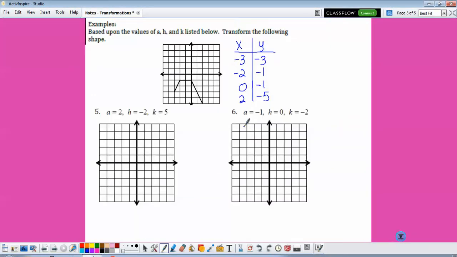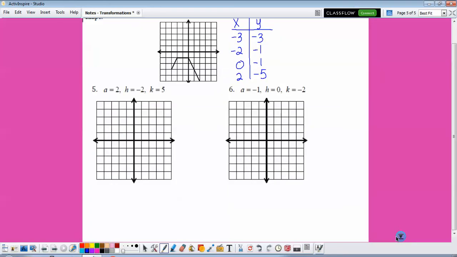For our last two problems, we're going to put it all together. So, what letter is at the beginning of the alphabet? A. So A is at the beginning of the alphabet. Start at the beginning. We're going to start with A. So we're going to keep our x's, and we're going to multiply our y's by A. So I'd have -3, -2, 0, and 2. And my y's would become -6, -2, -2, and -10.